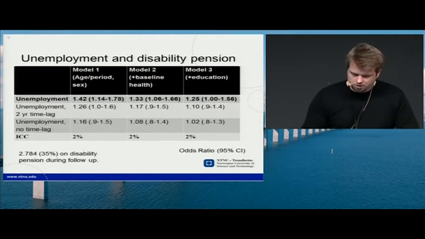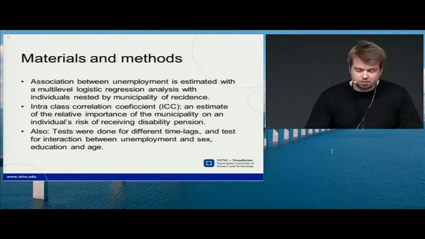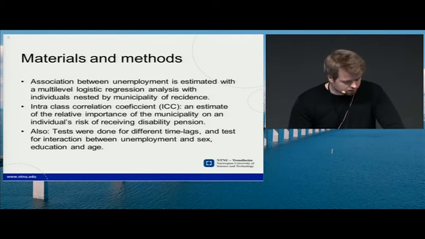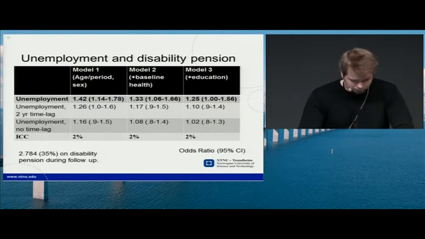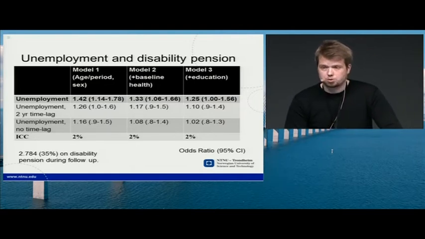No, I forgot to say one thing. We also did test for different time lags, and we did also test for interaction between unemployment and sex, education and age. So, the results. We see that unemployment in Model 1 means a higher odds ratio for disability pension the following year. But when we adjust for baseline health, and Model 2 also includes alcohol and smoking, and Model 3 also includes education, we see that the estimate is reduced considerably.